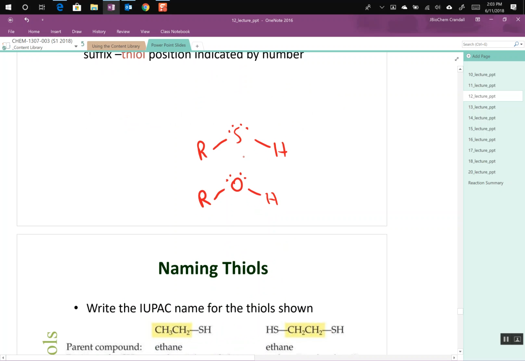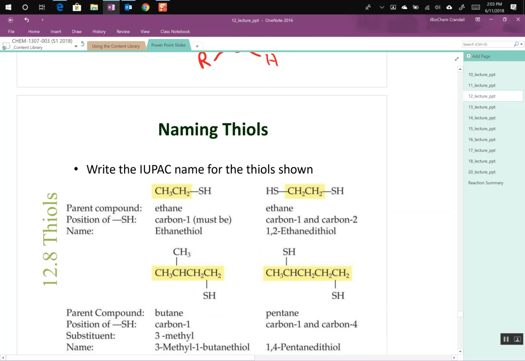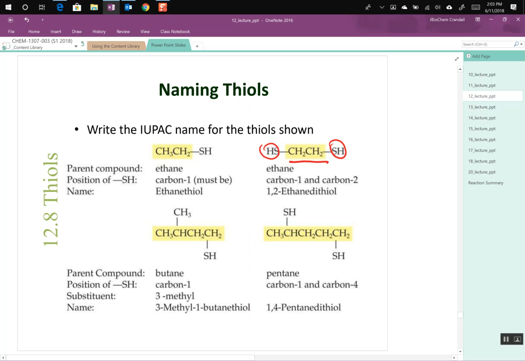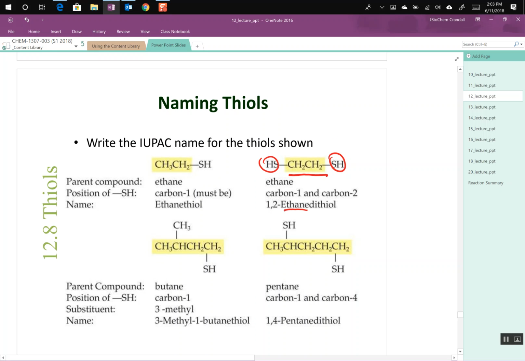Okay, so this is a thiol group. When you're looking at the names of thiols, we're going to follow our basic rules. Okay, this is a dithiol. It's on an ethane molecule, and you have it on positions 1 and 2. So it's 1,2-ethane dithiol. So we'd name that one.